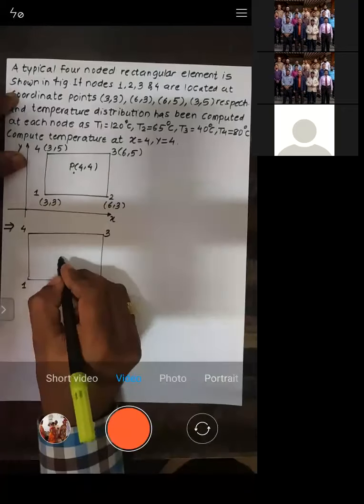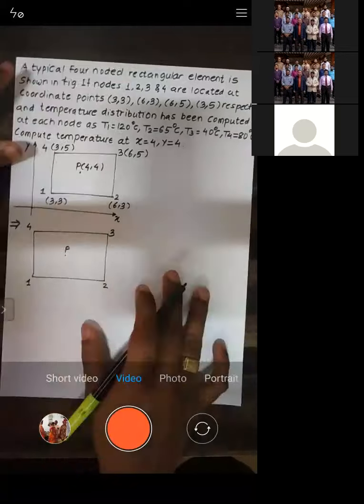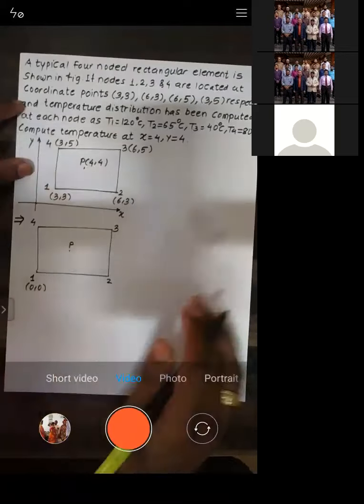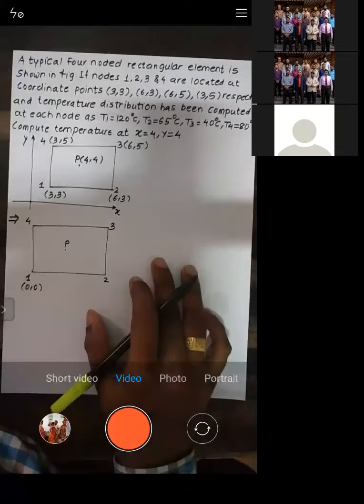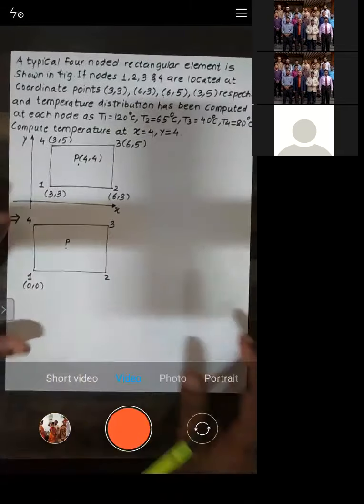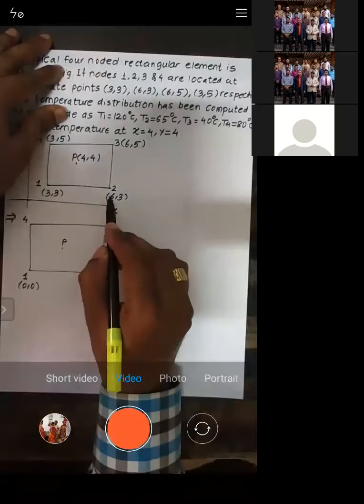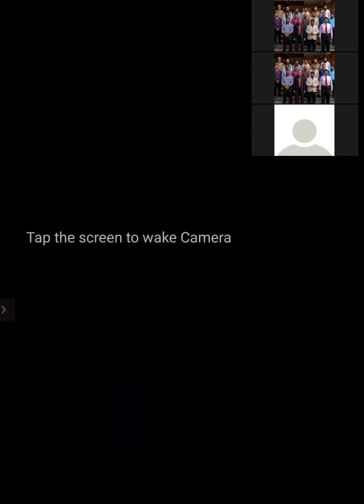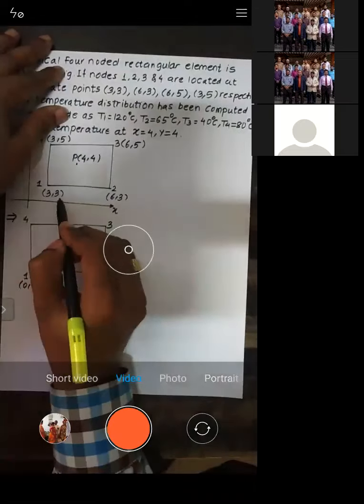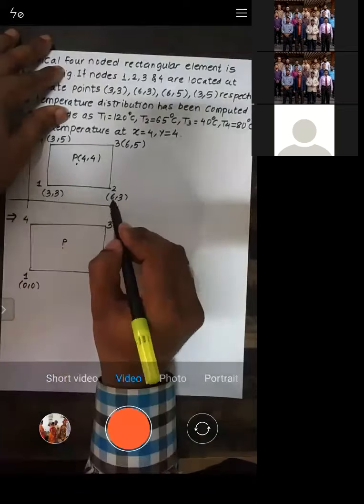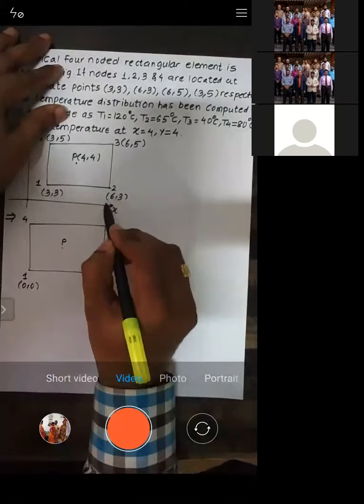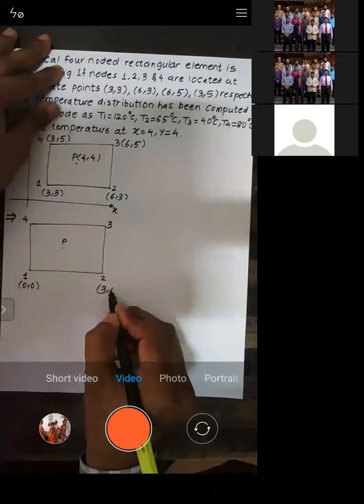Similarly, I have this point P. Now my question is, if I assume this as 0, 0, what is the location of node 2? 3, 3 you are making 0, 0. Then what is node 2? 3, 0. From this also you need to subtract 3, because 3, 3 you are making as 0. From this 6 you subtract 3, so this becomes 3. And from this 3 you subtract 3, so this becomes 0.